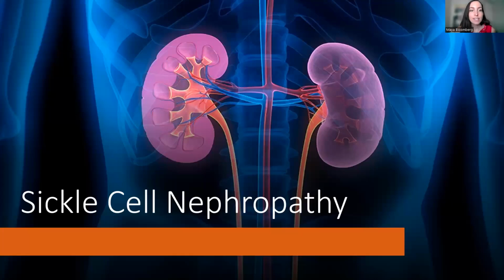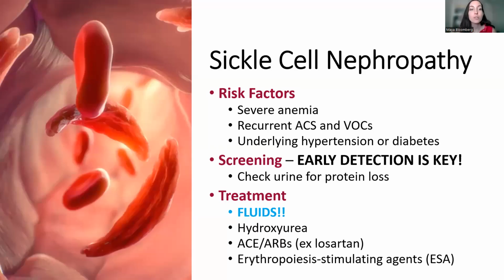Sickle cell can cause nephropathy, which is when your kidneys are affected. Risk factors are those with severe anemia, recurrent acute chest or VOCs, or any underlying condition that affects your vascular system, such as hypertension and diabetes.